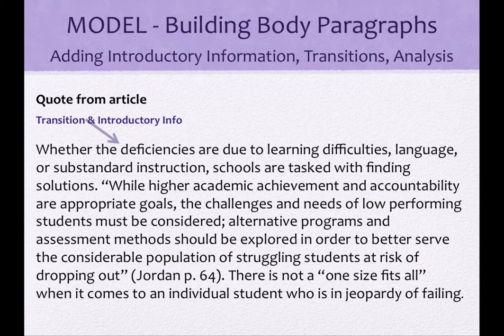Transition and introductory information, and then there was the analysis and commentary. So what you have now already is a topic sentence. You have an introduction to one piece of evidence, the example or evidence, a commentary, a transition and introduction to a second piece of evidence or example, the evidence, and the commentary.